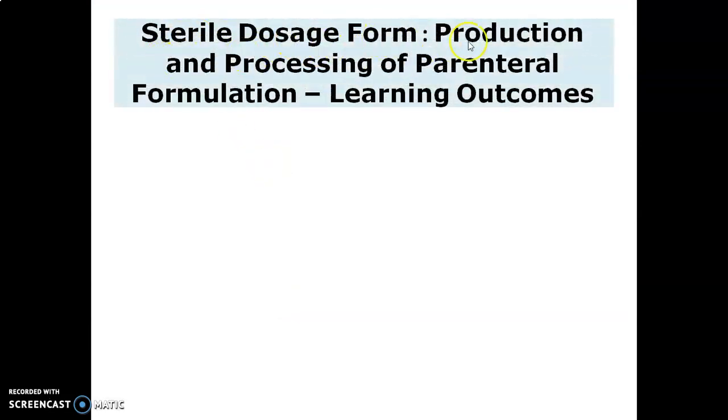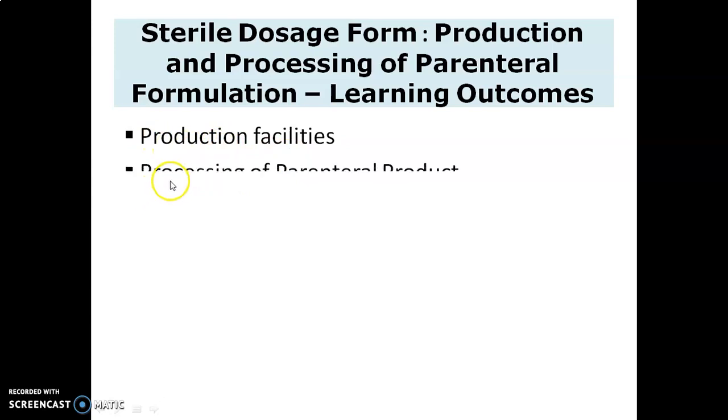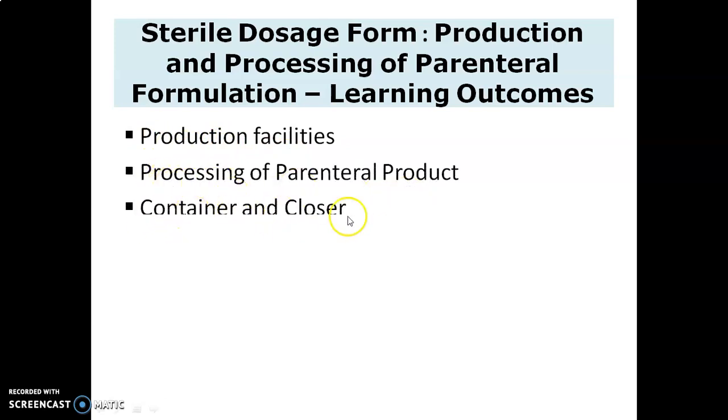Then the sterile dosage form, that is production and processing of parenteral formulation. Learning outcomes are production facilities, then processing of parenteral, and container and closure.